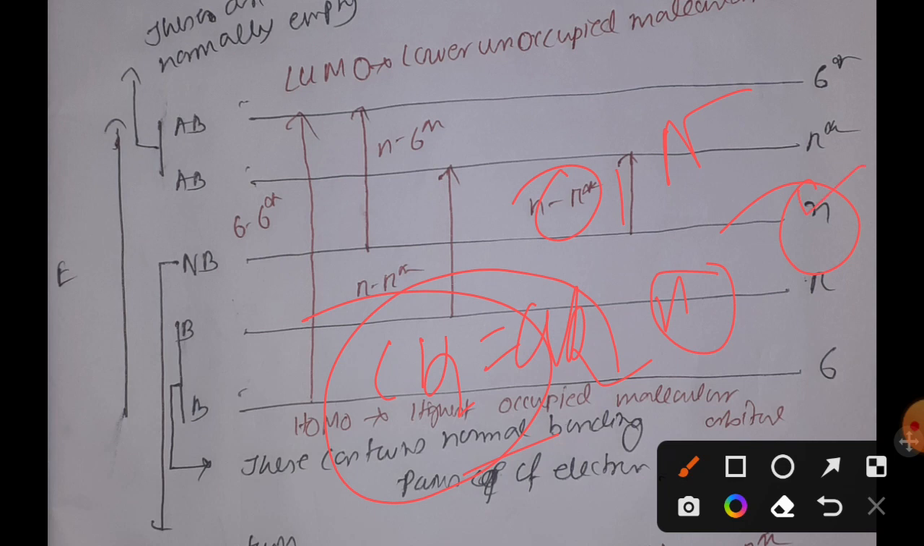So do they exhibit any kind of transition from n to pi star? No, because there are no non-bonding electrons present in their valence shell, right? So there will be no n to anything transition, right?